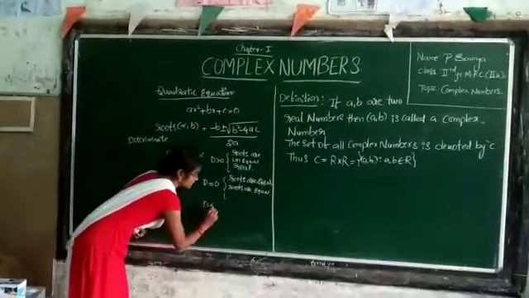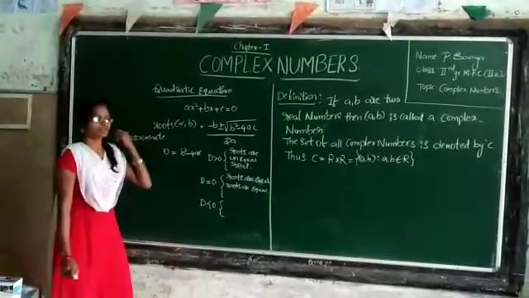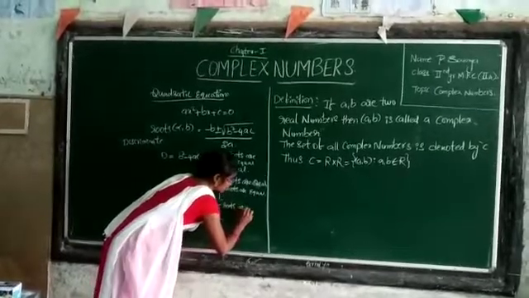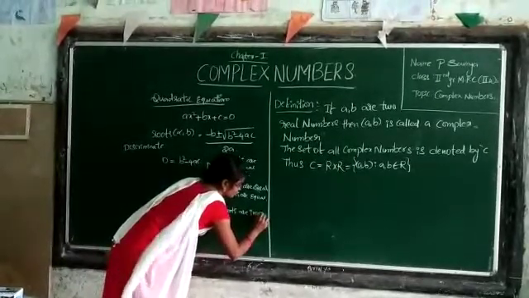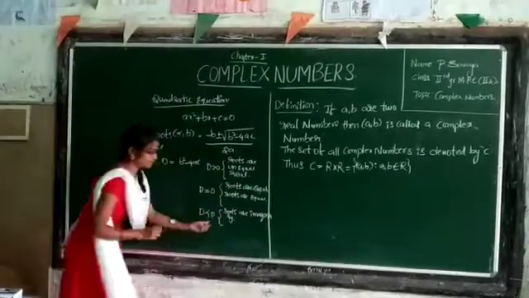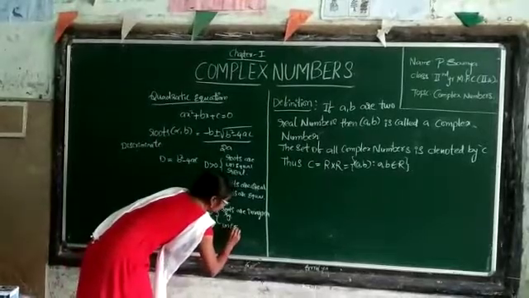Suppose D is less than 0. D is less than 0 is nothing but what? Roots are imaginary, and roots are unequal.